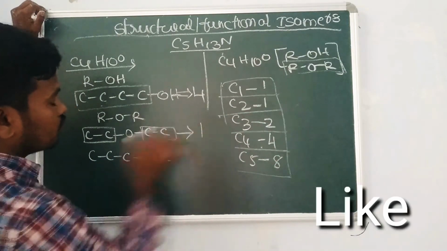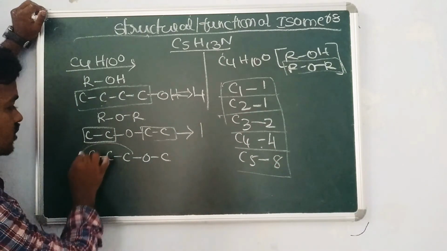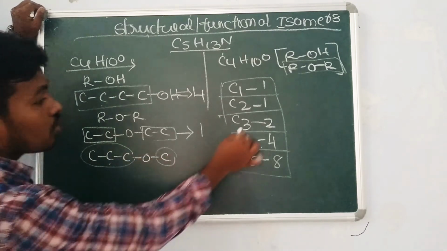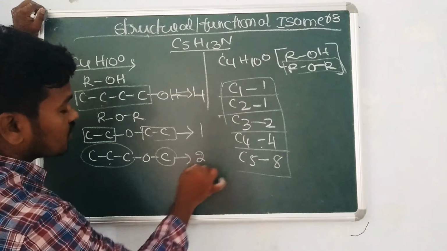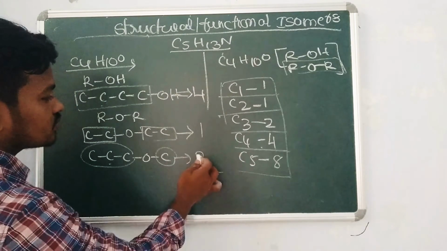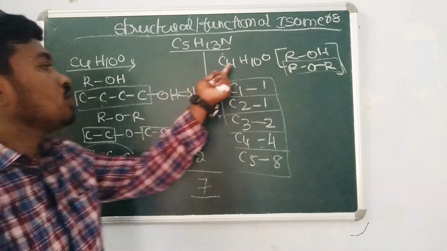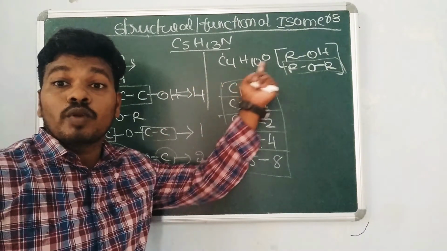See here, this side 3 carbons are there and this side 1 is there. Take the highest carbon count, 3 carbons. The number of possible isomers is 2. So 4 plus 1 plus 2 is 7. Seven structural or functional isomers are possible with the molecular formula C4H10O.